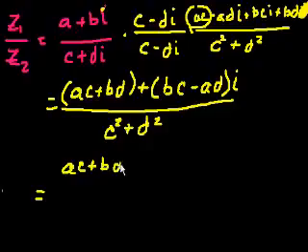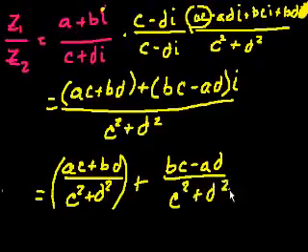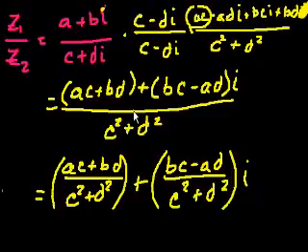AC plus BD over c squared plus d squared, and that's the real part, plus BC minus AD over c squared plus d squared, and that times i, and that's the imaginary part. So you can't merge when you're adding and subtracting the real part to the imaginary part, but you can most definitely scale an imaginary number by a real number, and that's essentially what we're doing. We're multiplying 1 over c squared plus d squared times this.